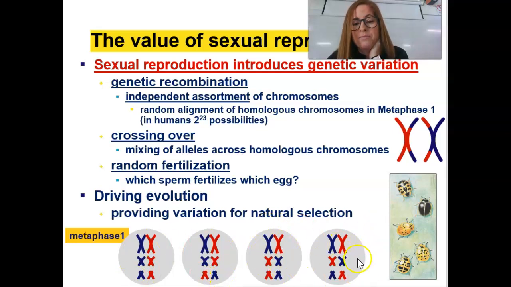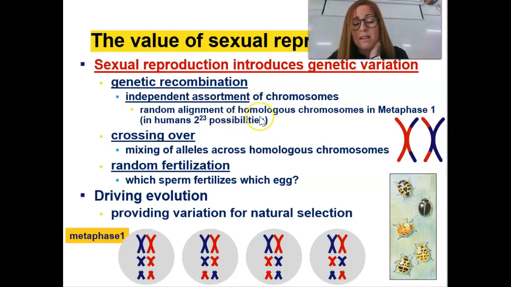So you can see that when we talk about the number of possibilities of the way that they could align, because we have 23 pairs of chromosomes, it's 2 raised to the 23rd, which is over 8 million combinations. That's a lot.